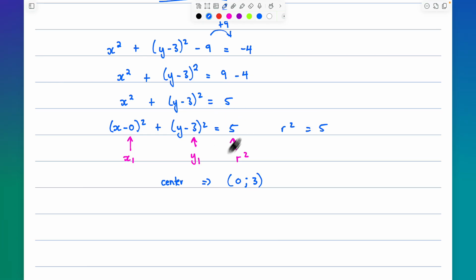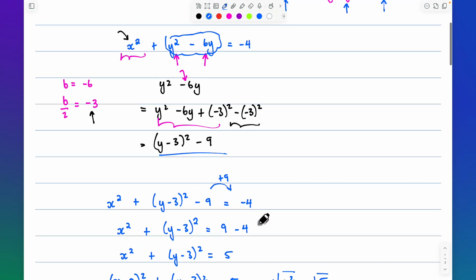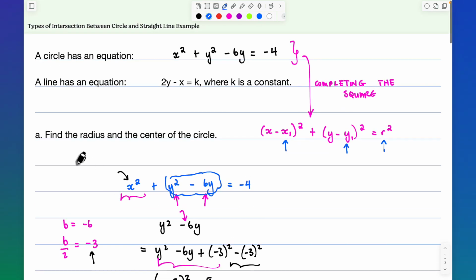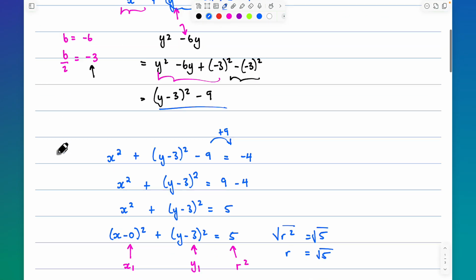All right, remember that value is r squared. To get the radius, you need to find the square root of whatever's on the other side. So your radius is going to be the square root of 5. Remember, this is usually positive or negative, but a radius can't be negative, so you always take the positive value. So the radius in this case is root 5. Okay, so those are the answers for the first part of the question, which was just to find the radius and the center of the circle.